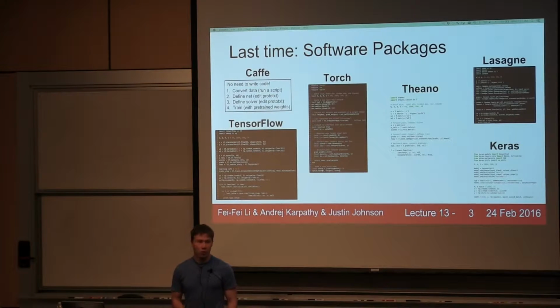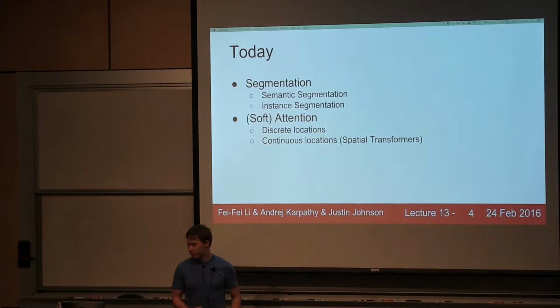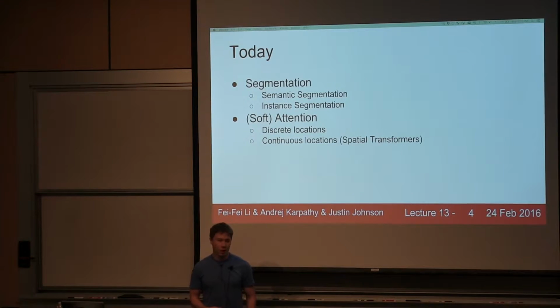Last time we had a whirlwind tour of all the common software packages that people use for deep learning. We saw a lot of code on slides and a lot of stepping through code, and hopefully you found that useful for your projects. Today we're going to talk about 2 other topics. We're going to talk about segmentation. Within segmentation there are 2 subproblems, semantic and instance segmentation. We're also going to talk about soft attention. And within soft attention, again, there are 2 buckets that we've divided things into.